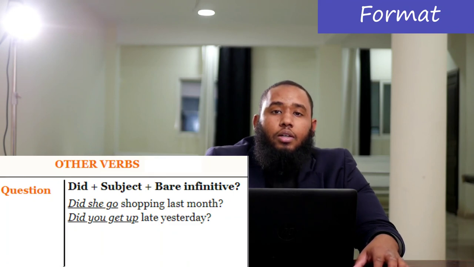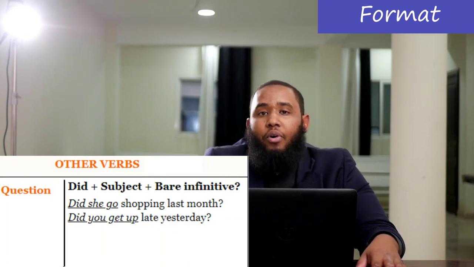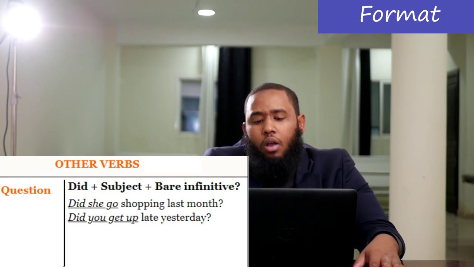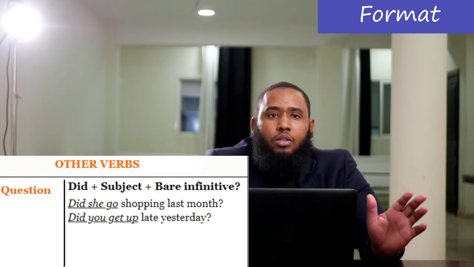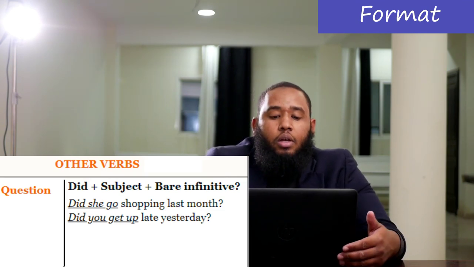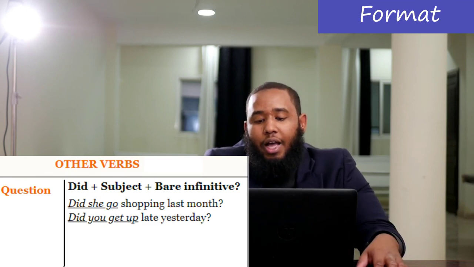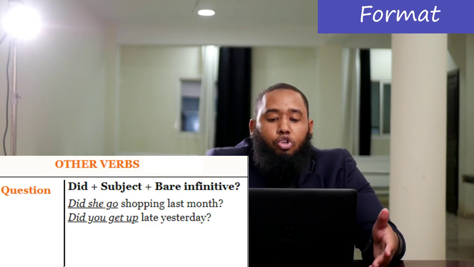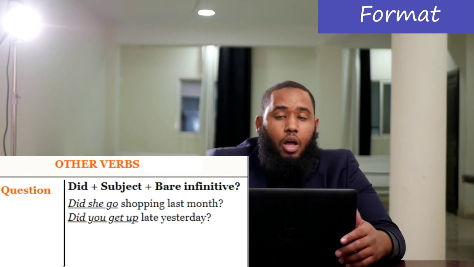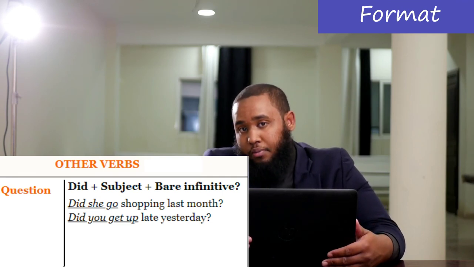For a question, the word did will come before the subject. Same thing as the last subcategory. You're just going to switch the subject and the word did. So for example, did she go shopping last month? Did you get up late yesterday? This is an example of a question.